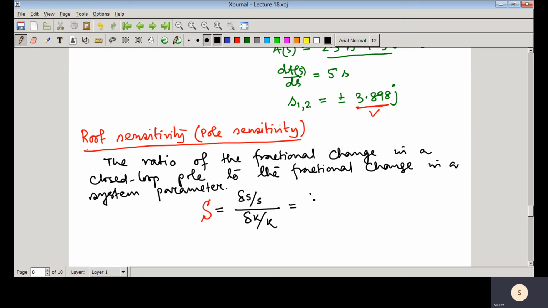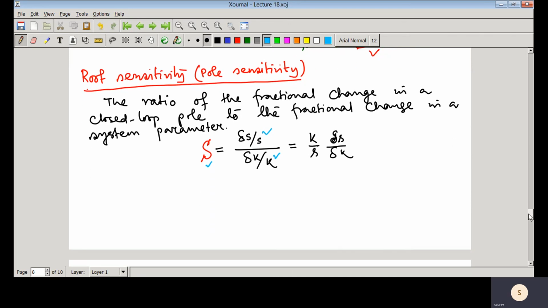So from here we can see that this is the expression for root sensitivity. Here you can see that this is the fractional change in pole whenever there is a fractional change in the parameter, in the gain. That ratio is called the root sensitivity. And interestingly, this root sensitivity is a vector quantity. That thing we can understand from an example.